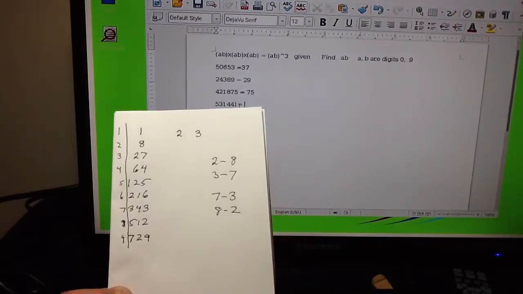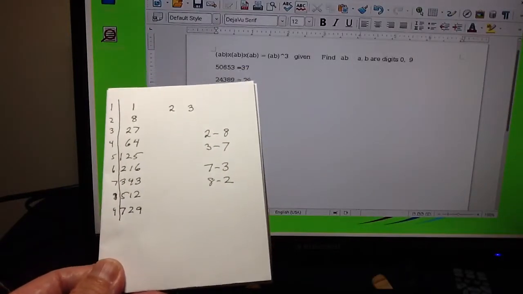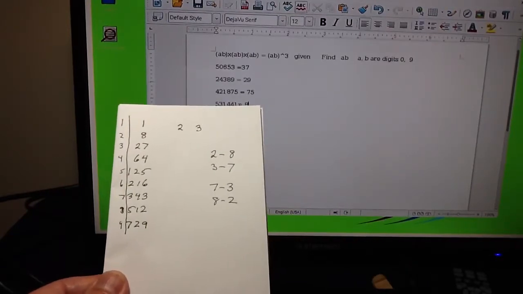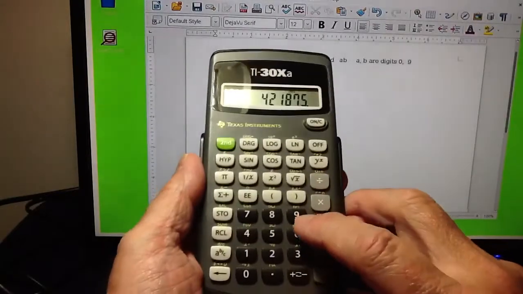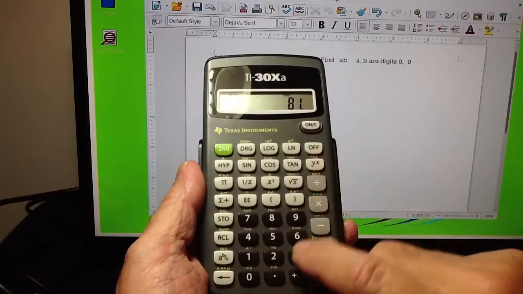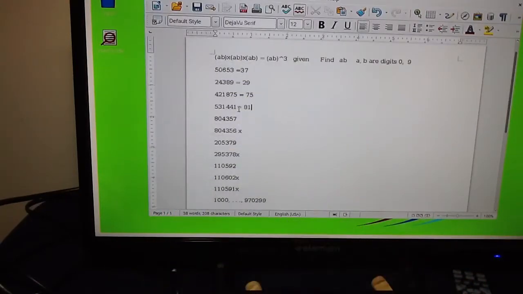And this next one would be, let's see, 81. So 81 is the answer, and let's see if I got that right. 81, y to the x, 3 equals 531,441. Sure enough, I got it. And this goes on down.